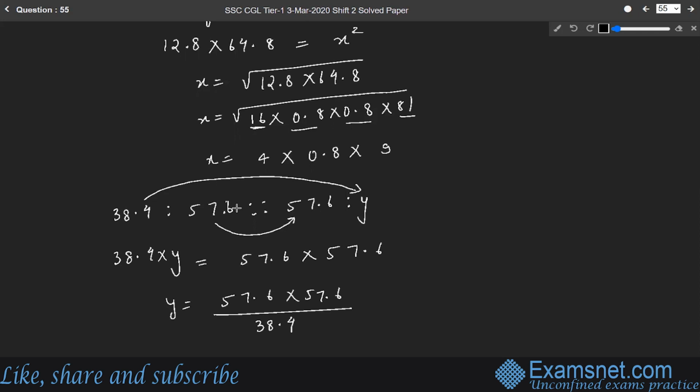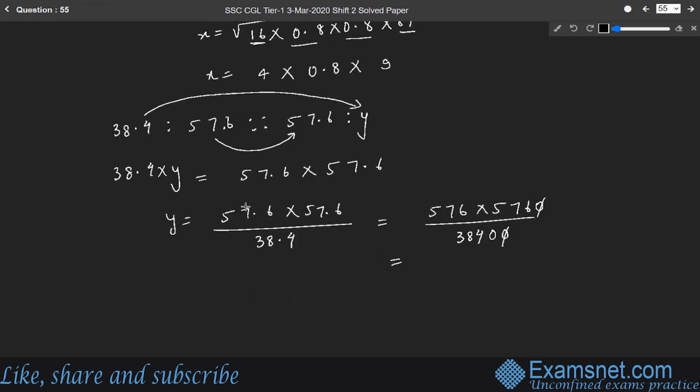All right. Now, when we solve this, it will be 576 multiplied by 576 divided by 384. And according to the points, we will have 2 zeros in the denominator and 1 zero in the numerator. Okay. This 0 and 0 will be cancelled here. Now, further, when we simplify this, we get y is equal to 86.4. So this is the value of y.